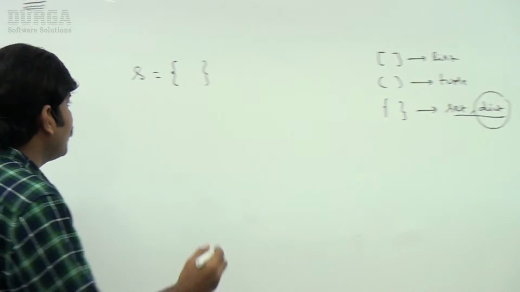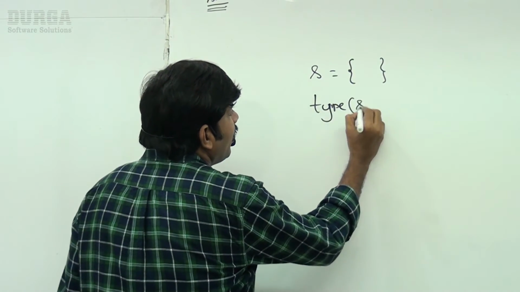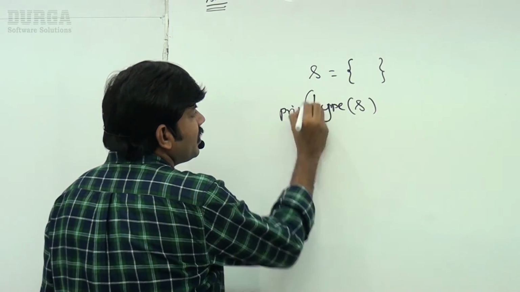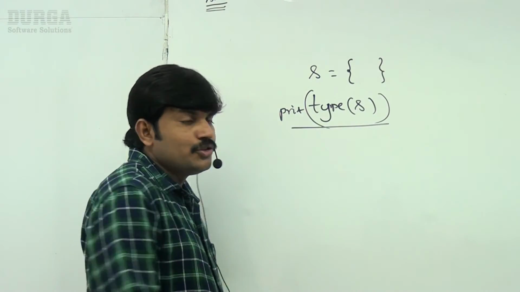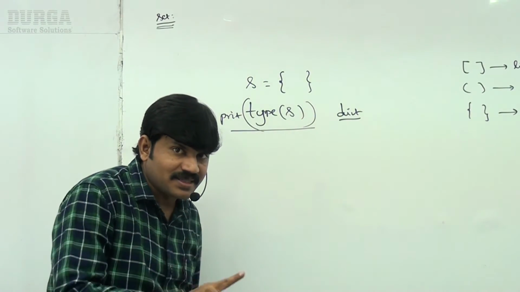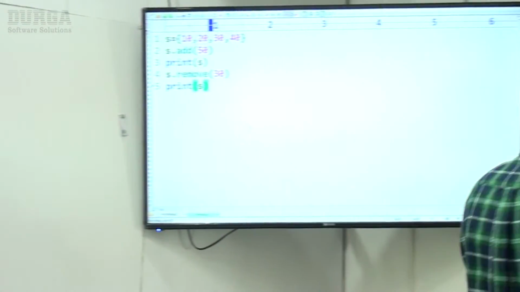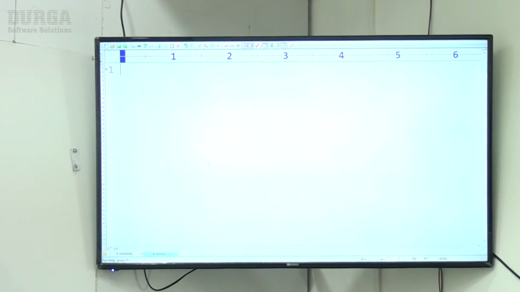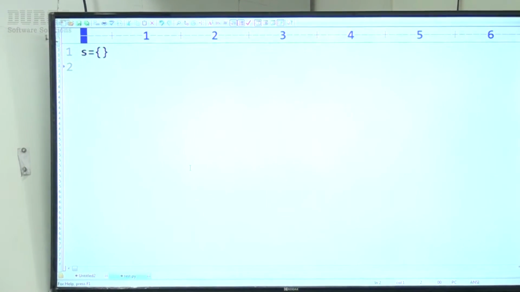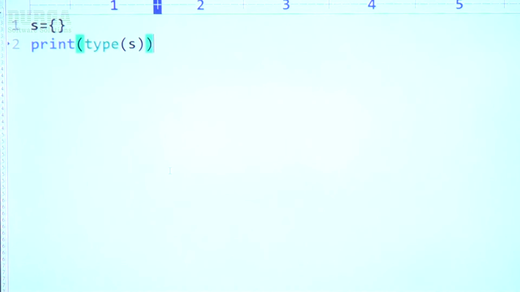Remember, have a look once. Where is the proof for that? Sir, type of yes. Can you please print type of yes? You are going to get dict, sir, but not a set. Okay, very dangerous point. Have a look once. I am trying to take yes only. Print of type of yes.